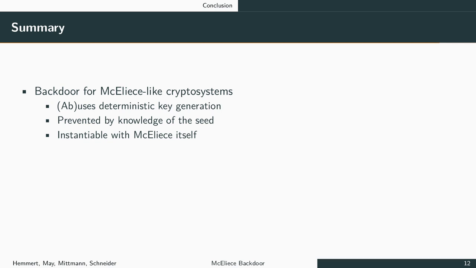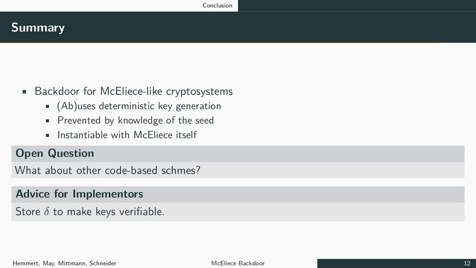All of this naturally leads to the question of whether this applies to other code-based schemes, for example BIKE or HQC. There we were not able to identify a way to apply some permutation in the way we require it. And finally, to stress it once more, as advice for everyone who implements McEliece or wants to standardize it: it is important to store the seed delta, as it gives a natural way to protect against the presented setup scheme.